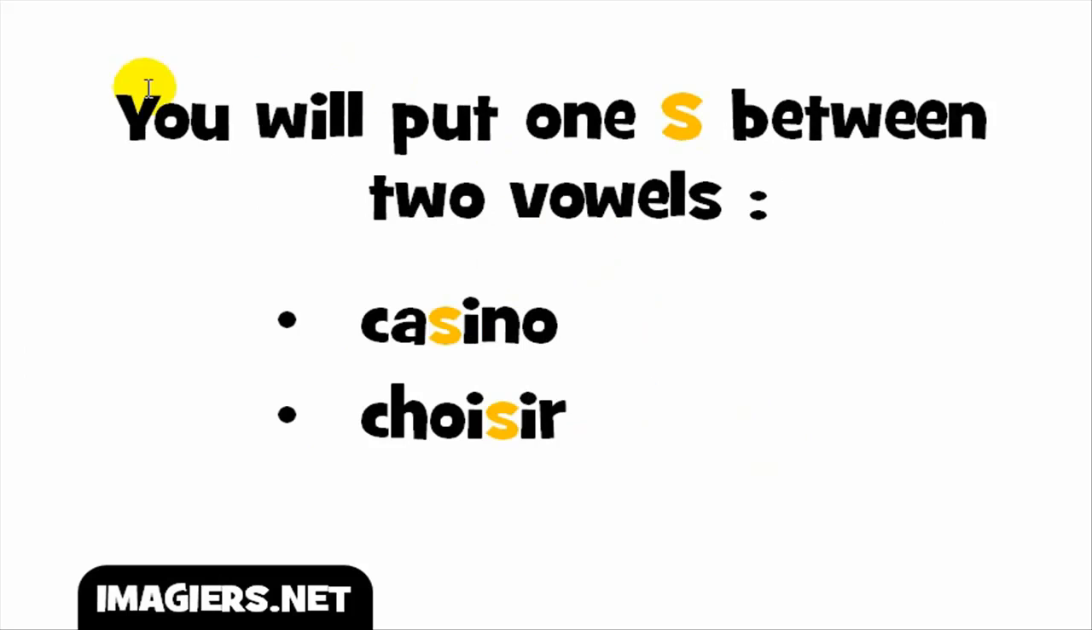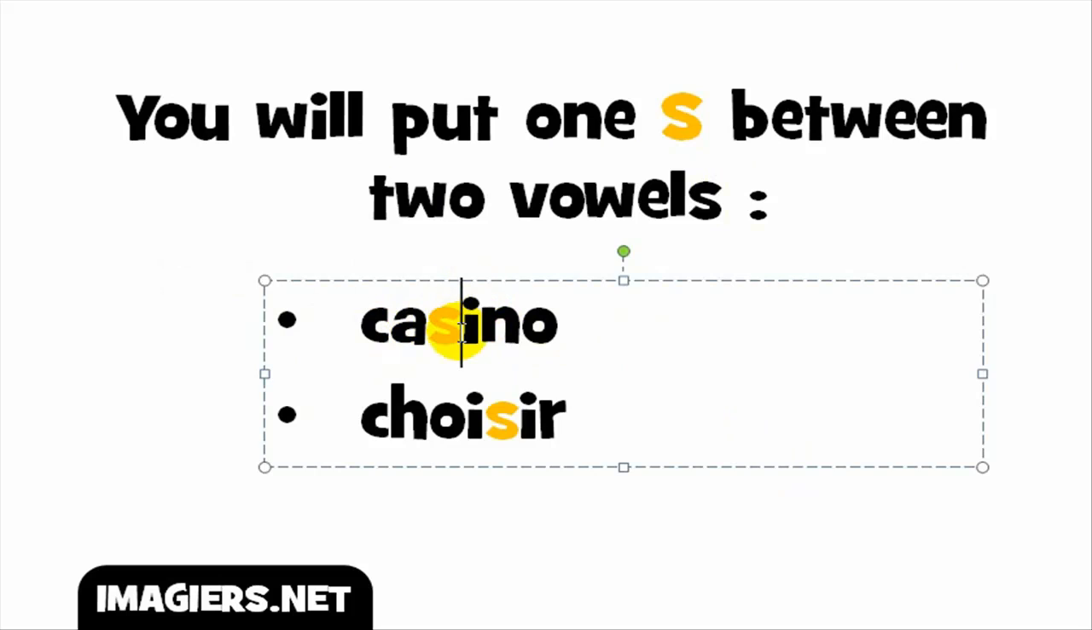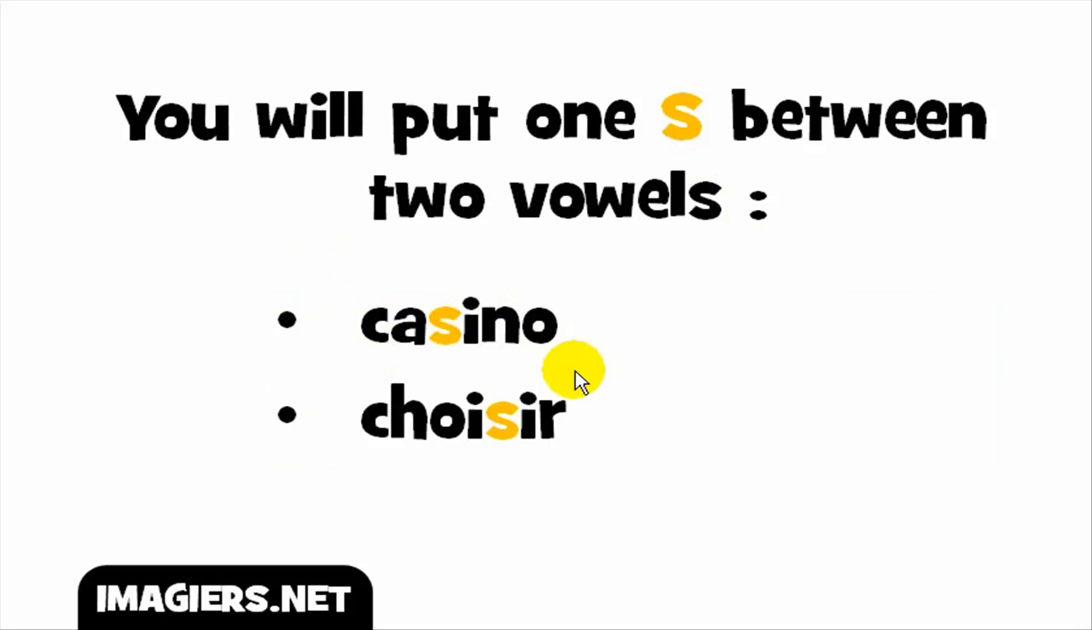Let's see now the second possibility to write the sound Z. You will put one S between two vowels. We've got the examples here already. You've got the vowel A and then you've got the vowel E here. And you've got only one S between the two.